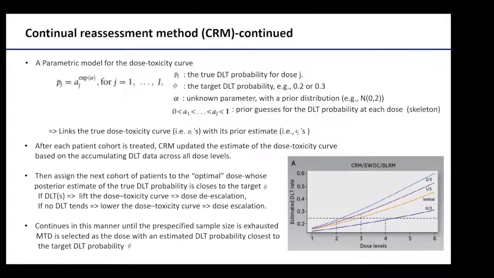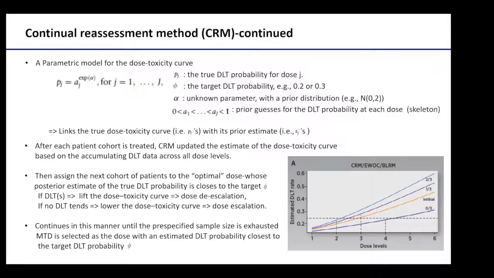If DLTs are observed at the current dose level, that means the dose toxicity curve will be lifted up, meaning potentially higher dose toxicity, a higher probability of DLT with increasing dose levels. Then the dose will likely be de-escalated. Here is the illustration figure.